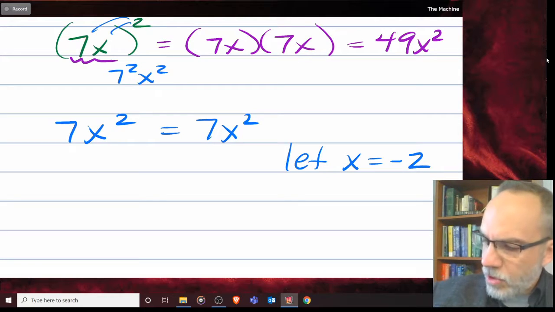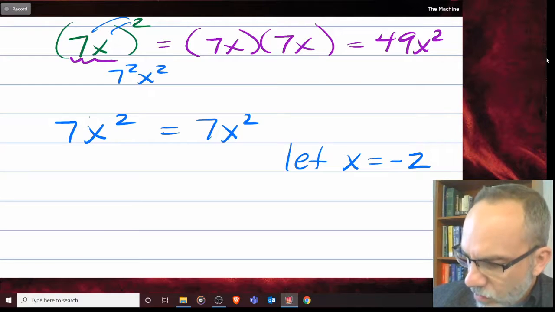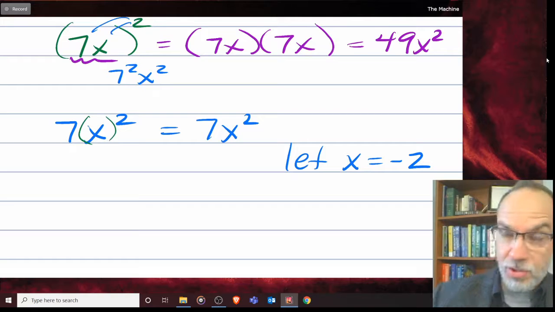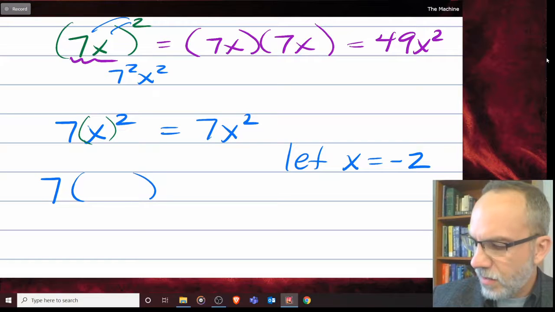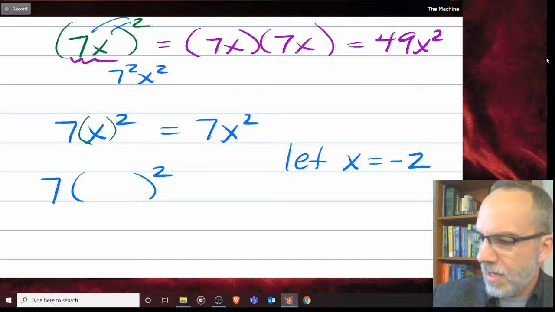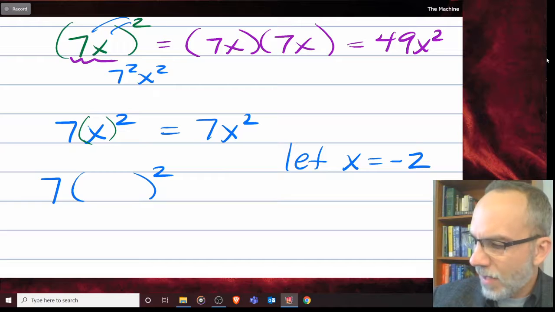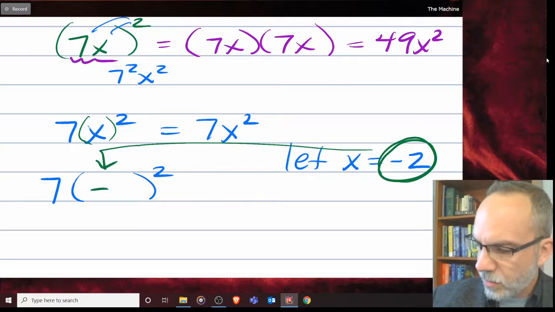So the way I want you to do this is maybe put parentheses around the thing that's being squared to begin with. It's just your single variable. And then what you should do is write 7 open parentheses, the square outside the parenthesis, and now we're going to evaluate by plugging in -2 for x, so -2.